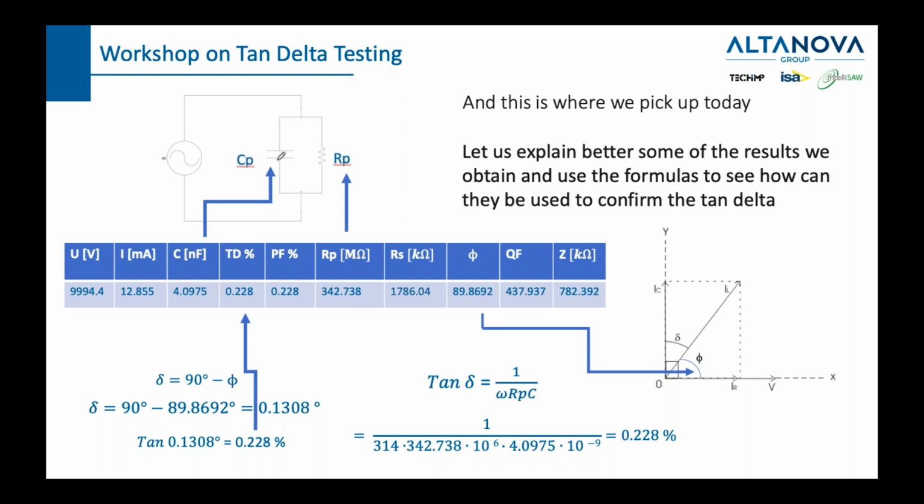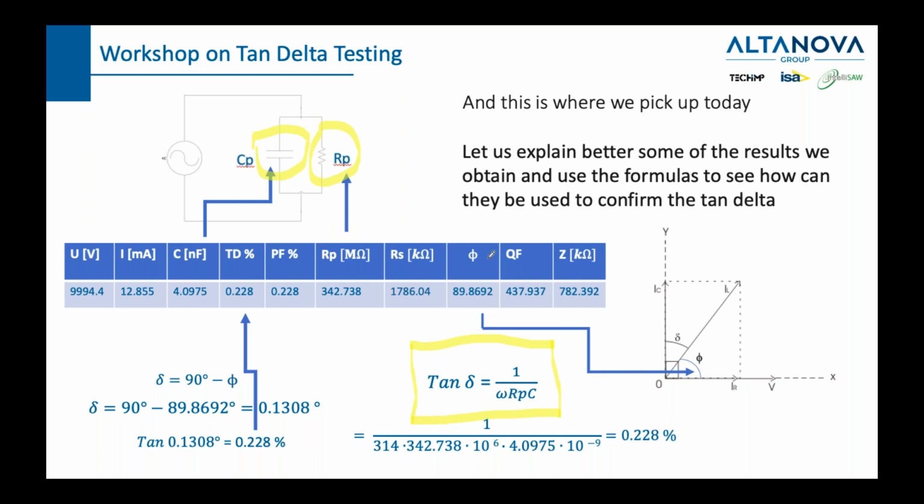And this is actually this capacitance. When we said that we will model the insulation as a capacitance, this is the capacitance which we had in mind, and we measured 4.09 nanofarad. Then here we see the parallel resistance, the resistance connected in parallel to our capacitor. These two parameters, with this formula, allow us to calculate tan delta. I put these numbers in the formula and I really did get 0.228%. So this was a correct measure.